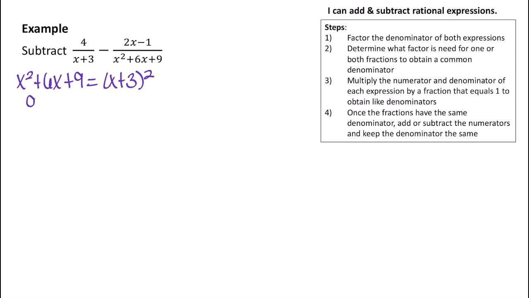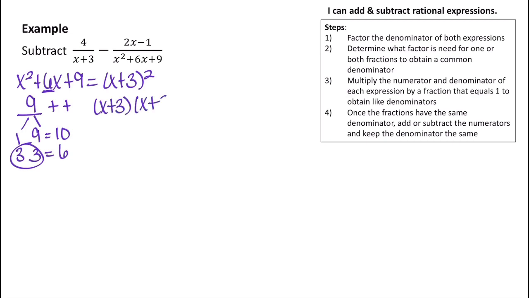Or you can just factor it the other way. You can say 9, and then we need 2 factors that add up to 6. So we'll need 2 positive factors. Those are 1 and 9, or 3 and 3. 1 and 9 is 10, and 3 and 3 is 6. So 3 and 3 is the correct combination, so that gives you (x + 3) times (x + 3).